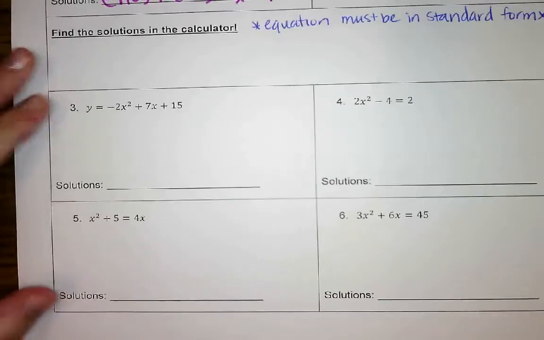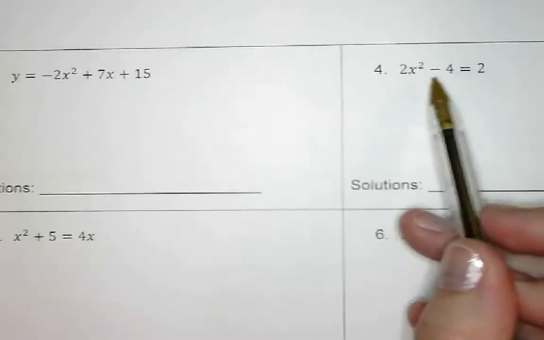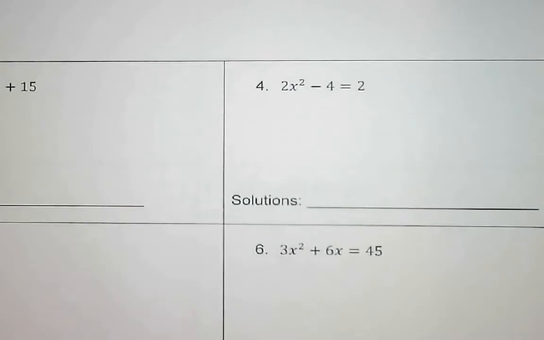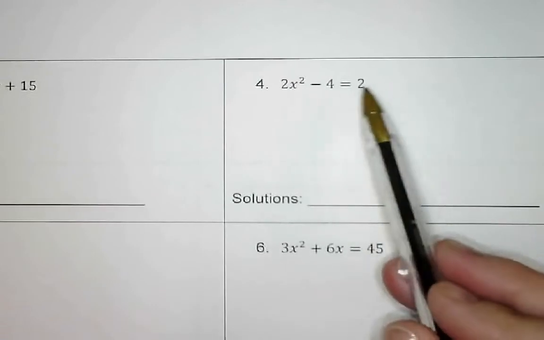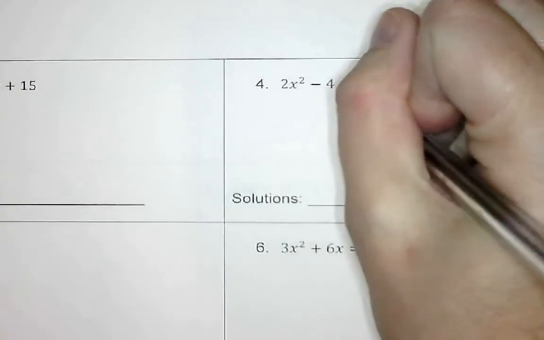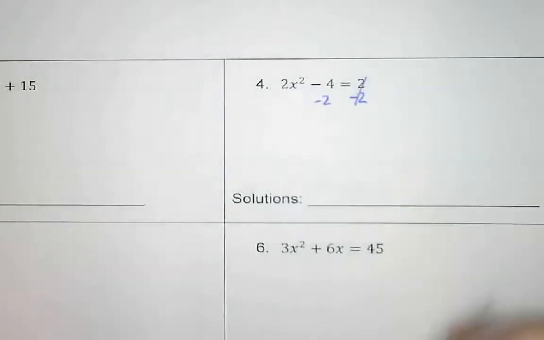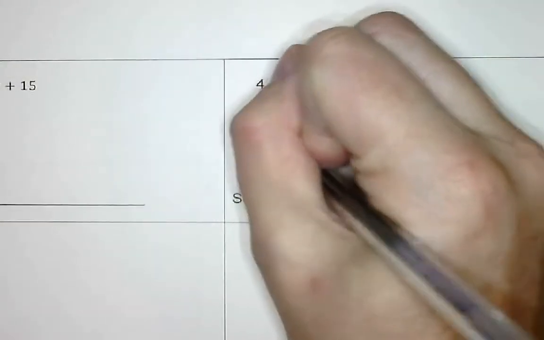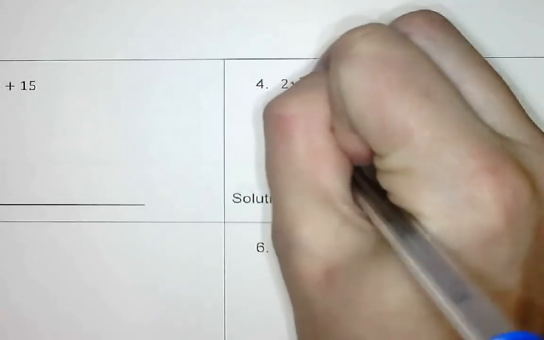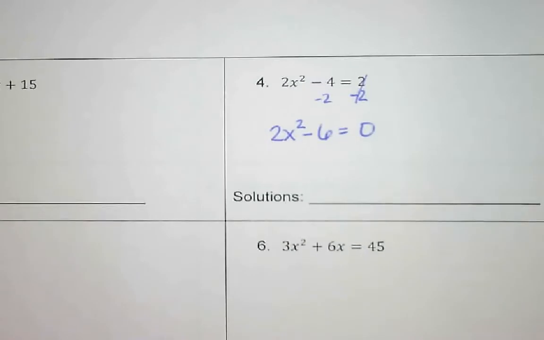Is number 4 in standard form? No. So it has to either be y equals or it has to be equal to 0. So I'm going to subtract that 2 so that we can get it equal to 0, and we are going to graph 2x squared minus 6 equals 0. Now it's in standard form, because it is equal to 0. Do y'all feel good about that?